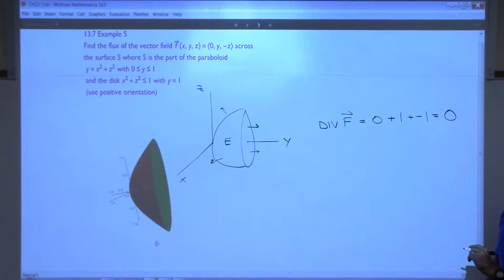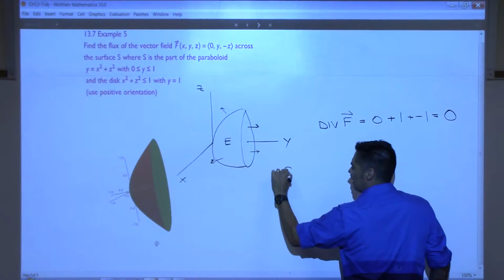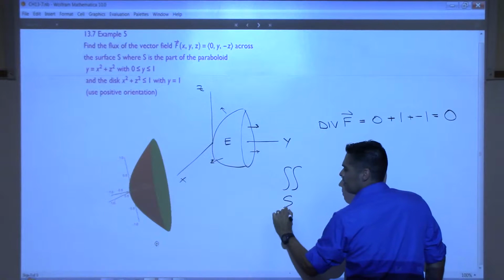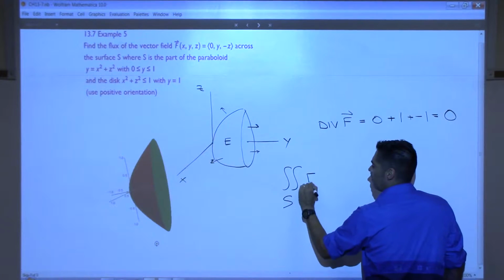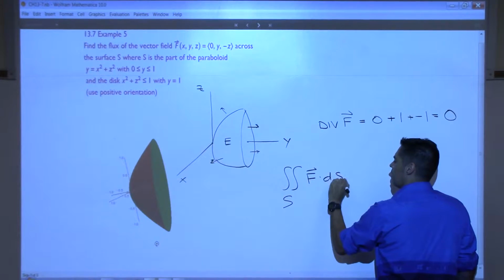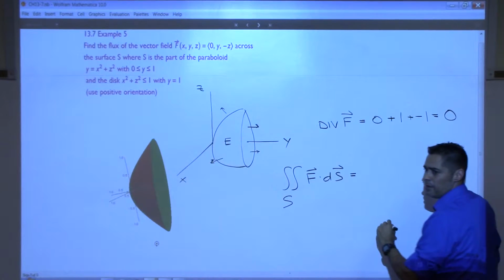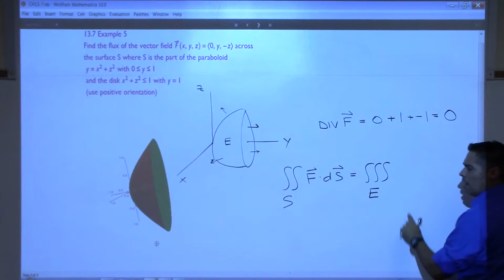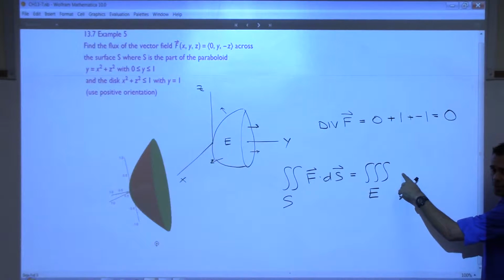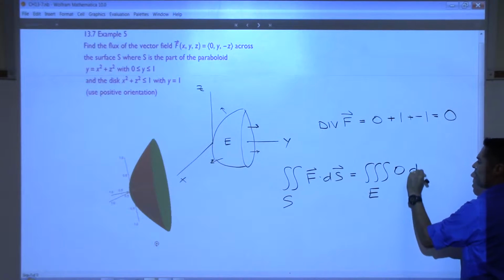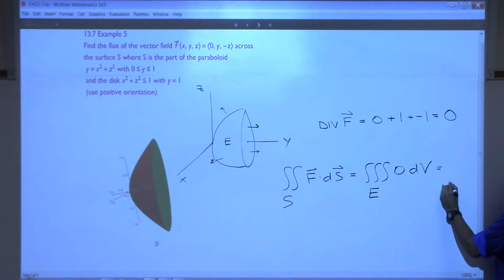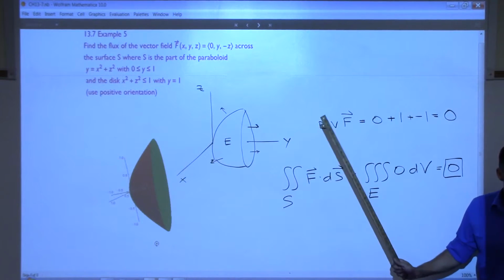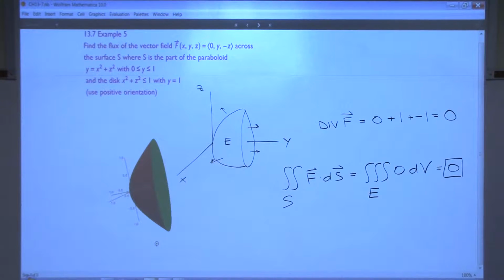Oh my gosh. Okay, so that means that the surface integral, the flux, according to the divergence theorem, is the triple integral over E of the div of F, which is 0, with respect to volume, and that is 0. And that took me 17 minutes last time, and it just took me about a minute.